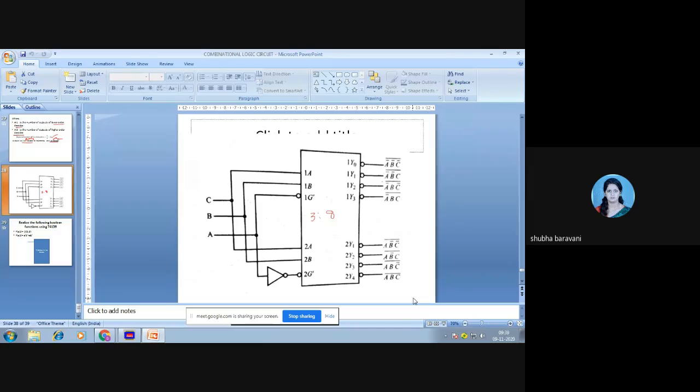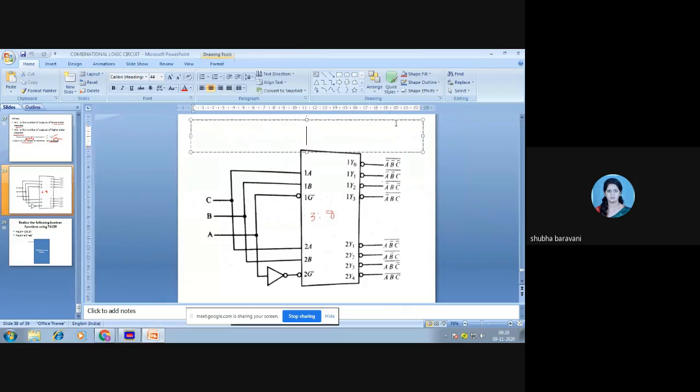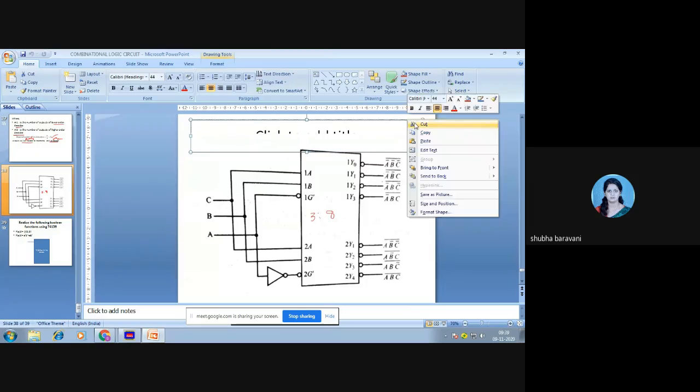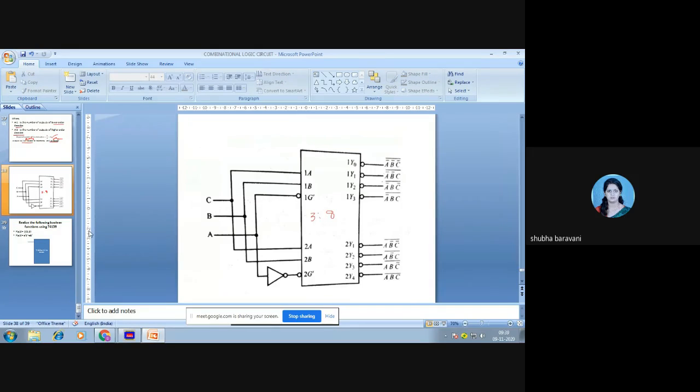Yes, last class what we had done, was it understood? Any doubts what we had done in last class? In that any doubts are there? A 3 is to 8 decoder. Sankalp, yes, ma'am. Any doubts in what we had done in last class?